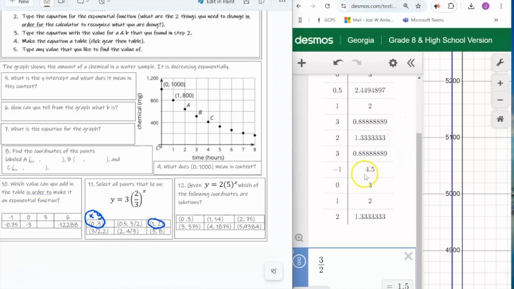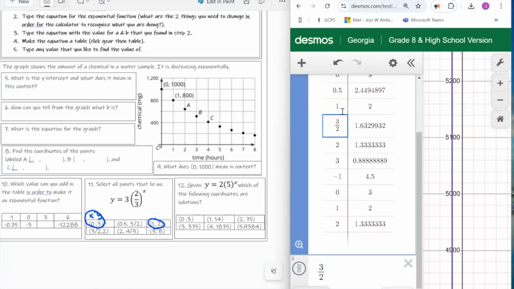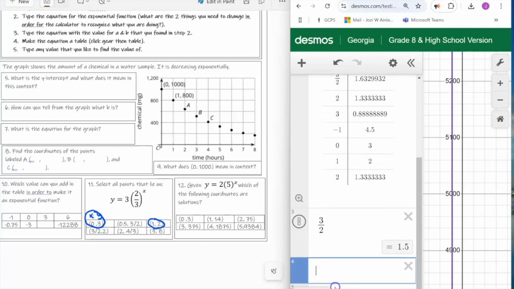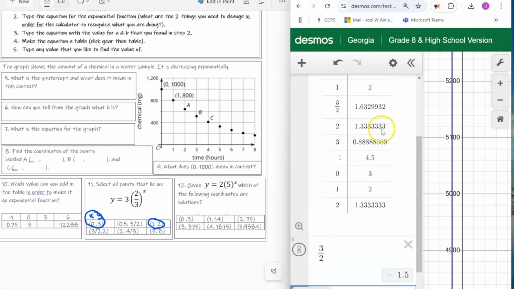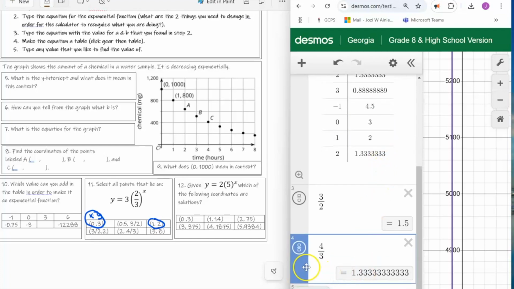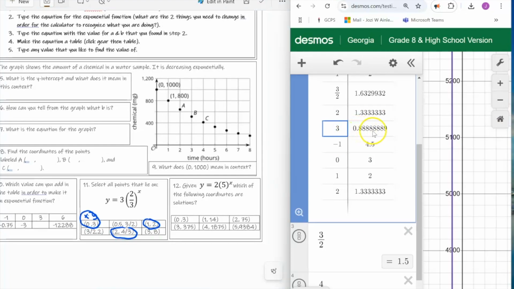What about 3.5? I forgot to put 3.5, so let's go ahead and do that. I misread it. 3.5, right? 3 over 2. And it says there should be 2. Nope, that's not a solution. What about 2? Says it's 1.43. Let's go ahead and see what 4 divided by 3 is. 1.333, and that's what it is here, 1.3333 repeated. Okay, so that is a solution. So this one's a solution as well. And then lastly, 3.8. Nope, it's 3 and 0.88888. All right, so that's how I found my solution.